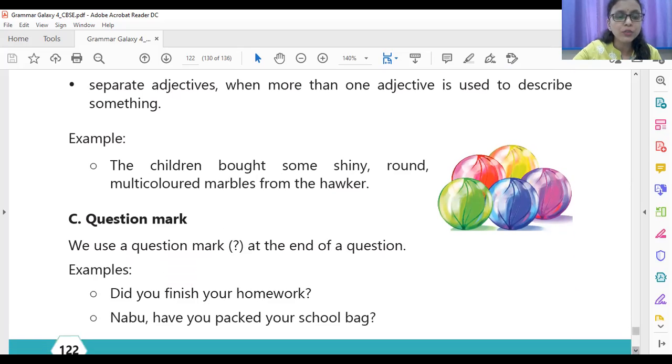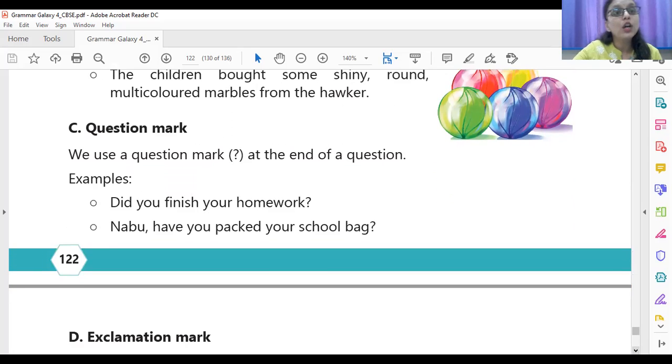Now moving on to the next punctuation mark, that is question mark. Now I think you all know why we use question mark. Exactly. When we use a question, we end that question through a question mark, right? We put question mark at the end of a question. So look at the example sentences. Did you finish your homework? So I have to get an answer for it, right? You will say yes or no. Okay, or you will say, I'm still doing it. So you need an answer for a question, right? So that is a question. So you add question mark.